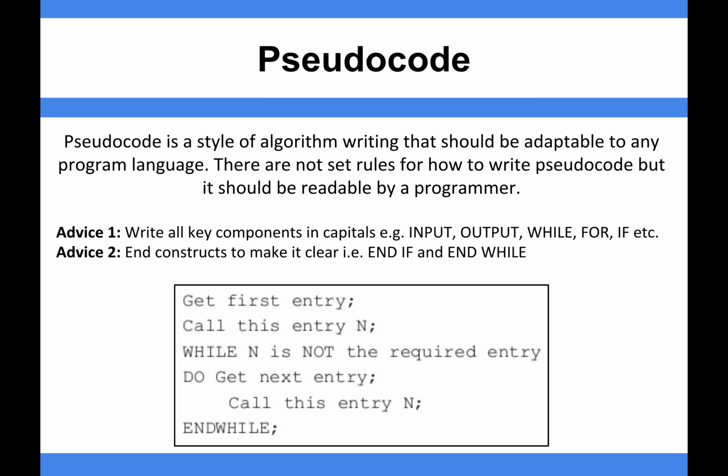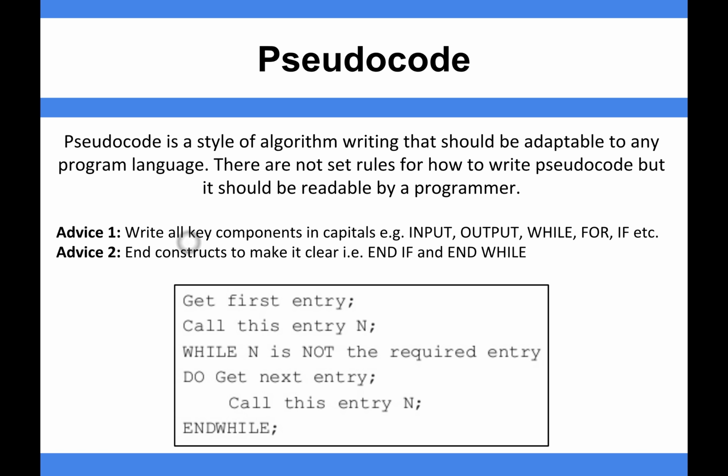Okay, so my tips for pseudocode, as you're writing it, which you'll do lots in computer science: anything that's a key component, as I describe it, so an input, an output, a while loop, a for loop, an if statement, etc., I would make sure they're all in capitals because it makes them stand out, and I describe that as good practice.